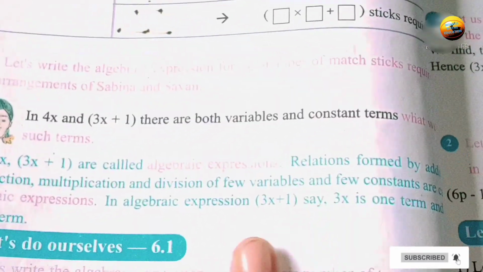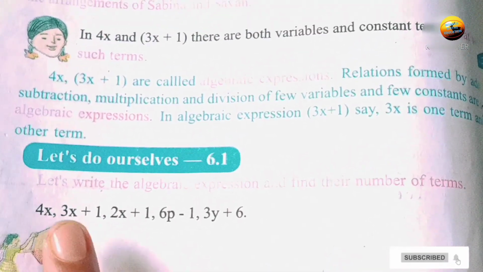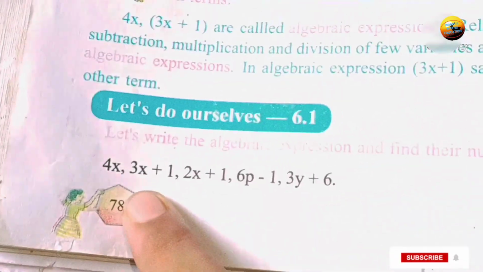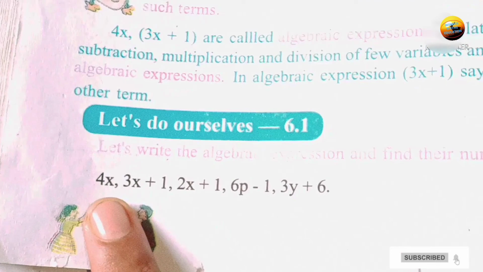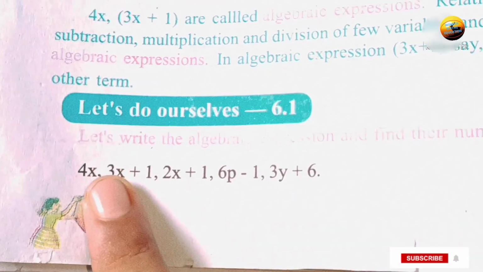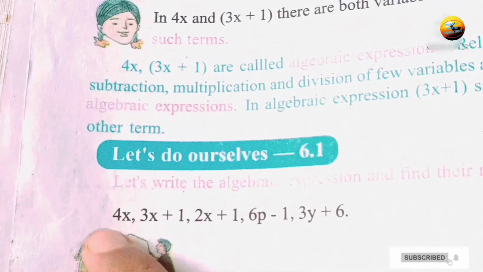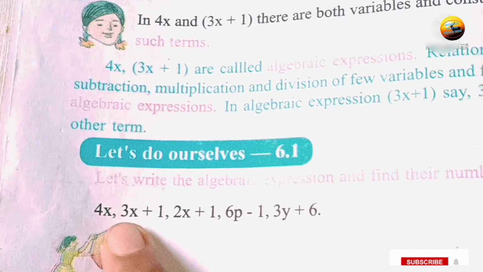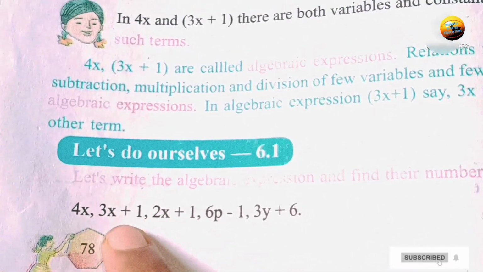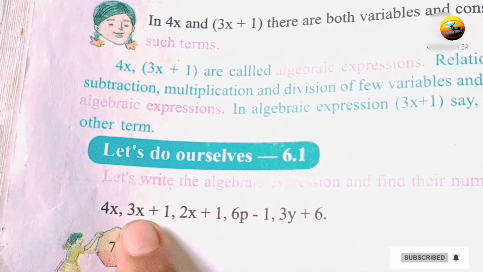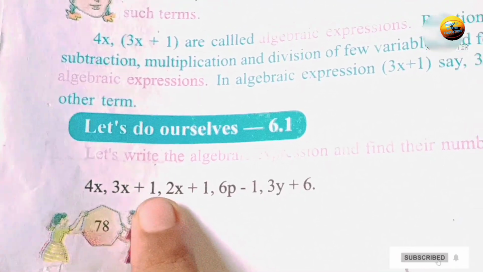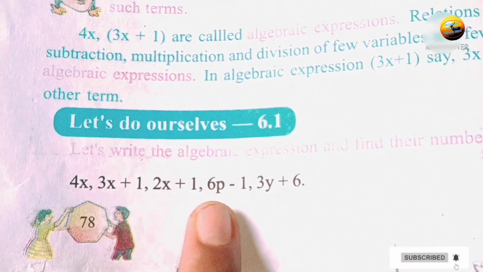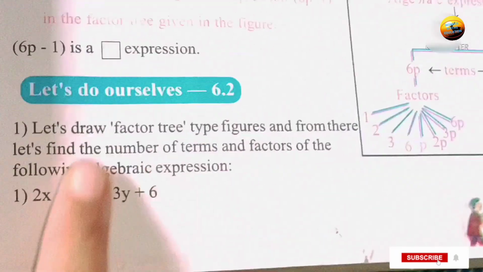So in algebra, we all know that 4x is only one term, because there is only the numeric part, the variable part and the constant part, and together they make just one term. So the number of terms here is 1, and in 3x plus 1 the number of terms is 2, because 3x is one term and 1 is the second term. In your book the number of terms may not be written properly, so I will explain the number of terms and what the names of these terms are.